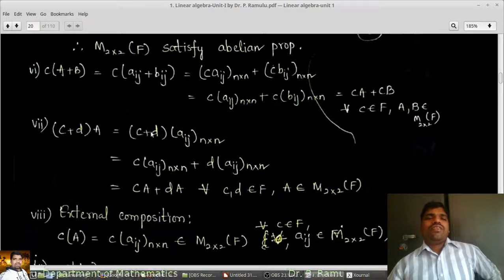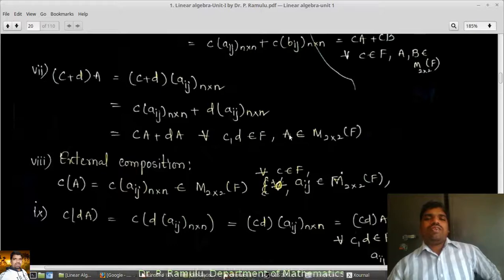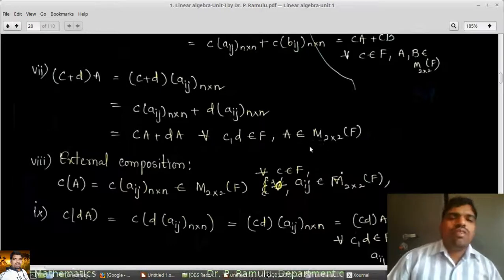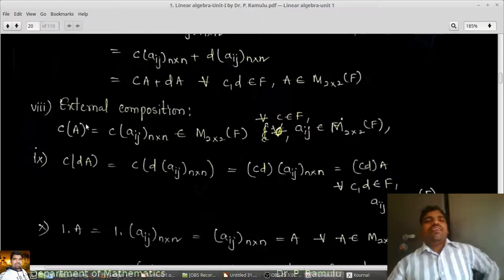Next, (c + d)A = (c + d)a_ij, which you can write as (c a_ij) + (d a_ij), that is cA + dA, for all c, d belongs to F and A belongs to M_n×n over F. External composition actually: cA equals (c a_ij), c goes inside, and c a_ij belongs to F, so this element belongs to M_n×n over F. Therefore, M_n×n satisfies external composition.